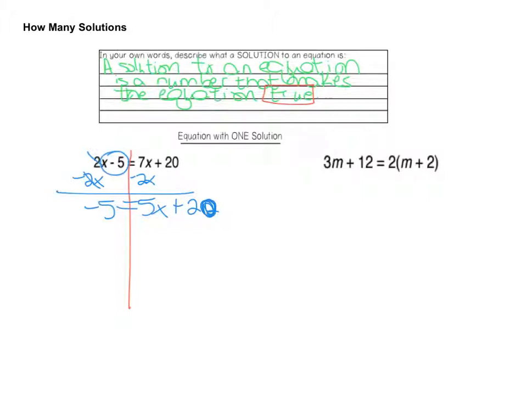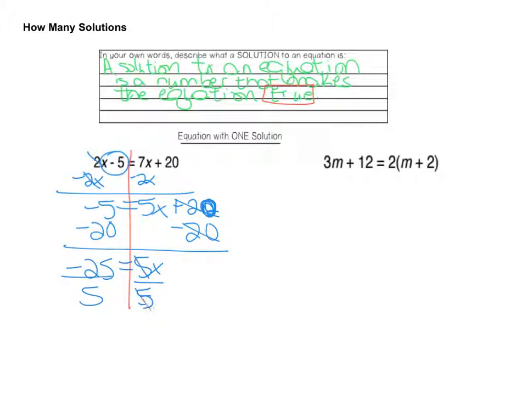I find my variable. My variable's right here, so I've got to get rid of this plus 20. I'm going to subtract 20 from both sides. Negative 5 minus 20 is negative 25. Equals 5x, plus 20 minus 20 is 0. That went away. I'm going to divide both sides by 5. That becomes 1. X equals negative 5. Now, why this is a solution is this number makes this equation true. If I plug in negative 5, 2 times negative 5 is negative 10. Negative 10 minus 5 is negative 15. If I plug in negative 5 over here, 7 times negative 5 is negative 35. Negative 35 plus 20 is negative 15. So negative 15 equals negative 15.